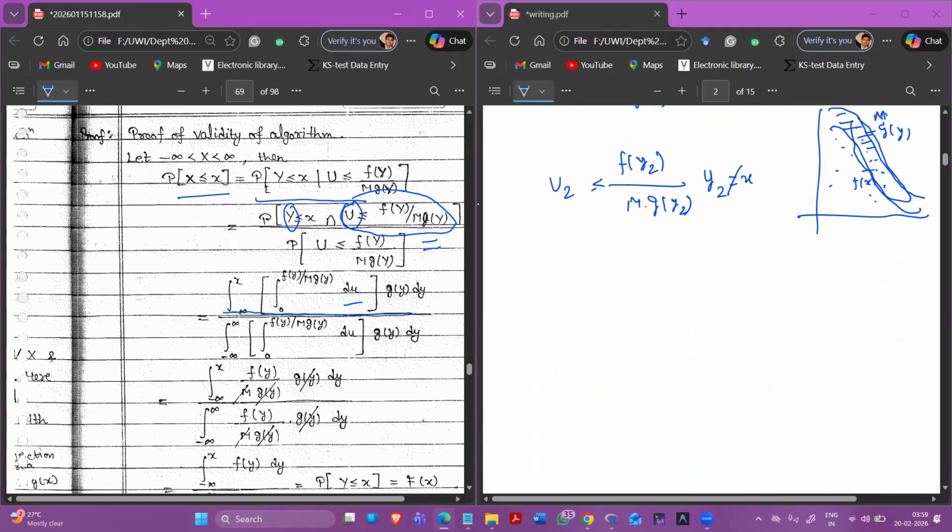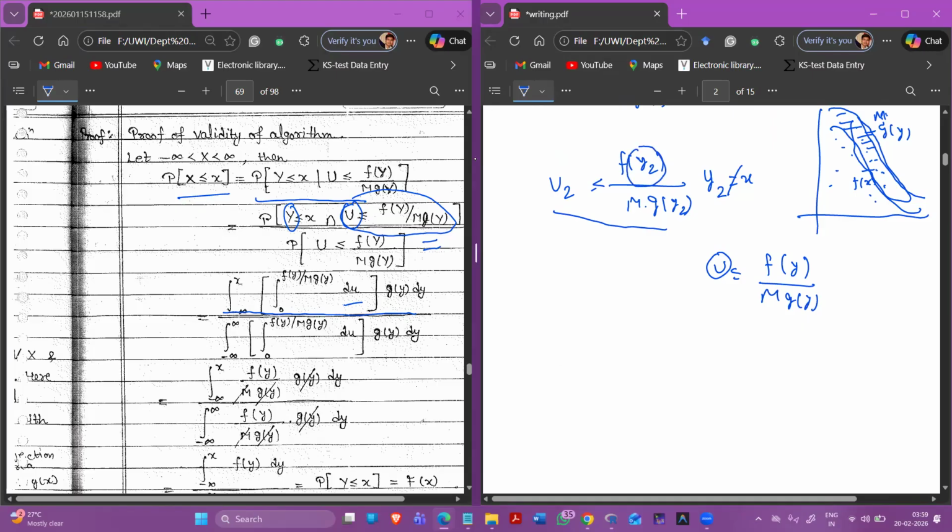So now coming back here, my u has a condition. U should be less than or equal to fy divided by mgy, right? It means my u depends on y that I am going to generate, and u depends on all values of y, not the selected one, because I need to check the condition for every single value of y. Yes or no? Whenever I check the condition, I generate a value y.